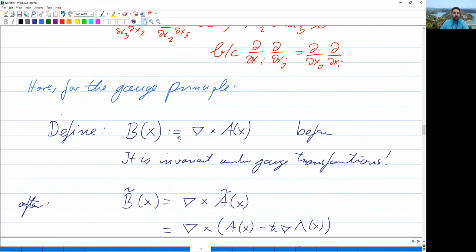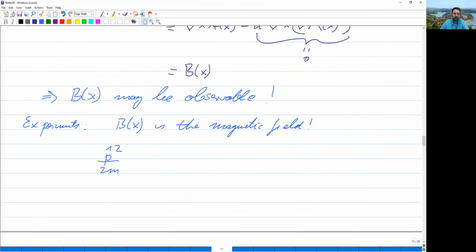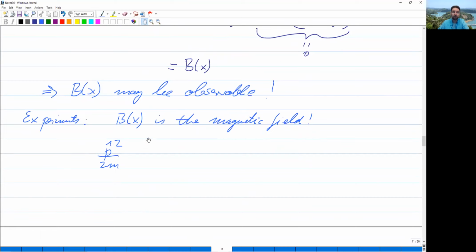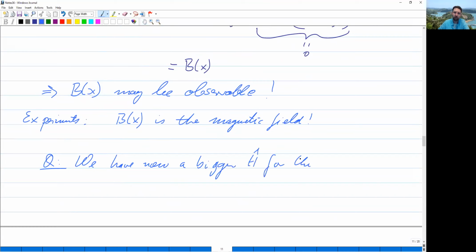All right, so then we can ask, well, all right, but what is the Hamiltonian for the A field itself? So, question: we have now a bigger Hamiltonian, bigger H hat for the electron, namely we have Hamiltonian equal to p hat squared over 2m, where this is now containing A, and so also B.